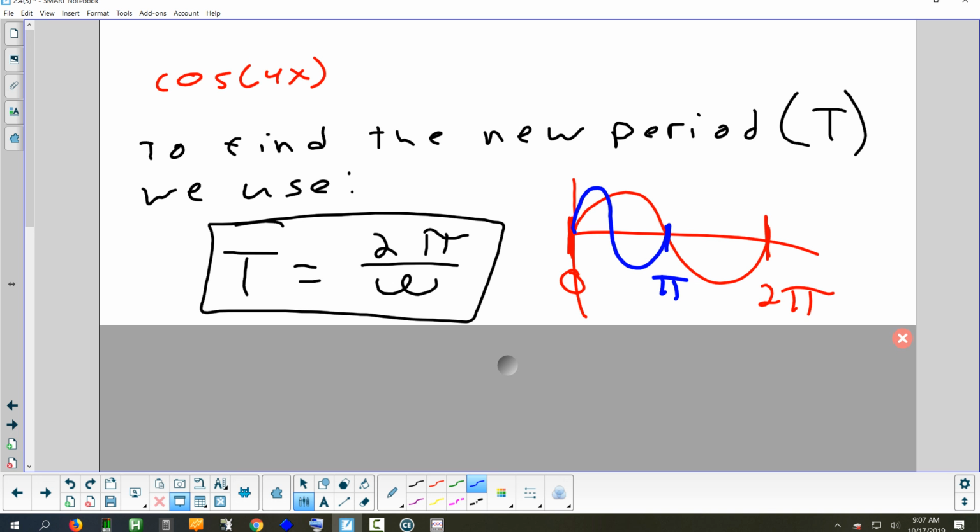So this is how we figure out the new period. Take 2 pi and divide by the number in front. You have to do this calculation right there. And T, I don't know why, but the book uses that for period. That's all.